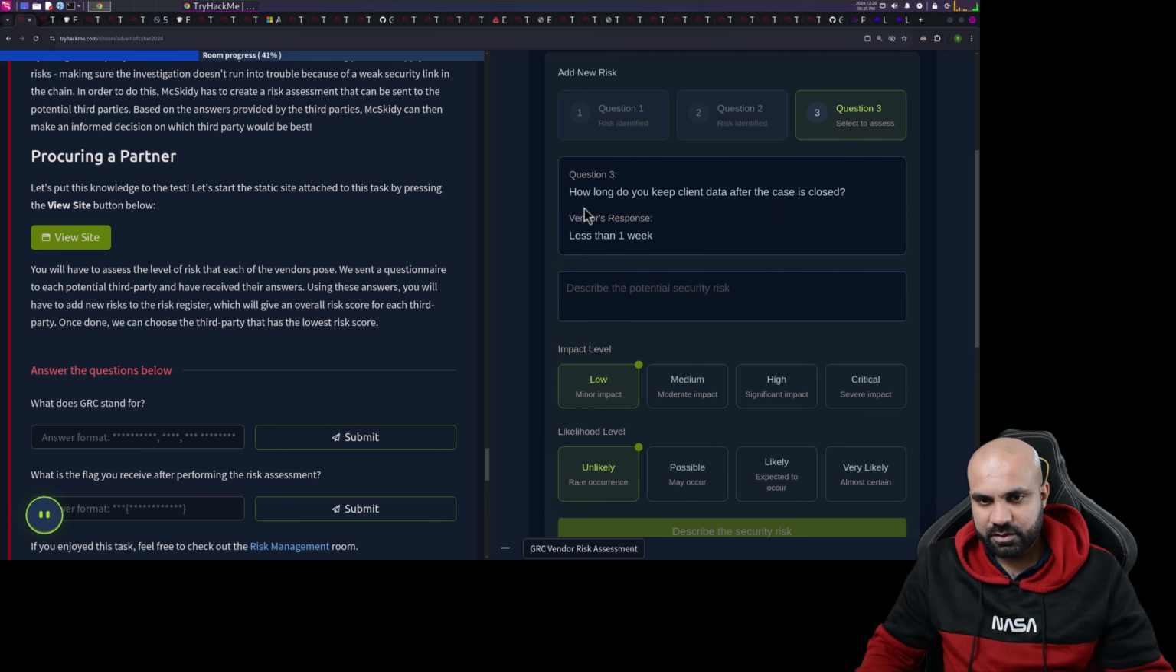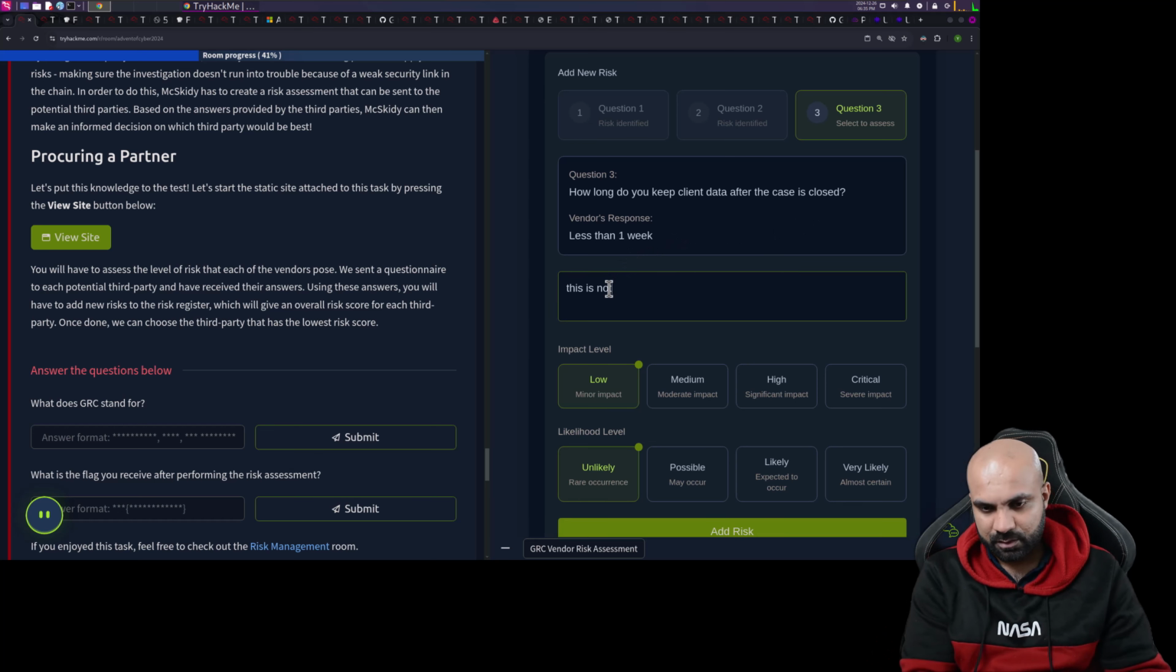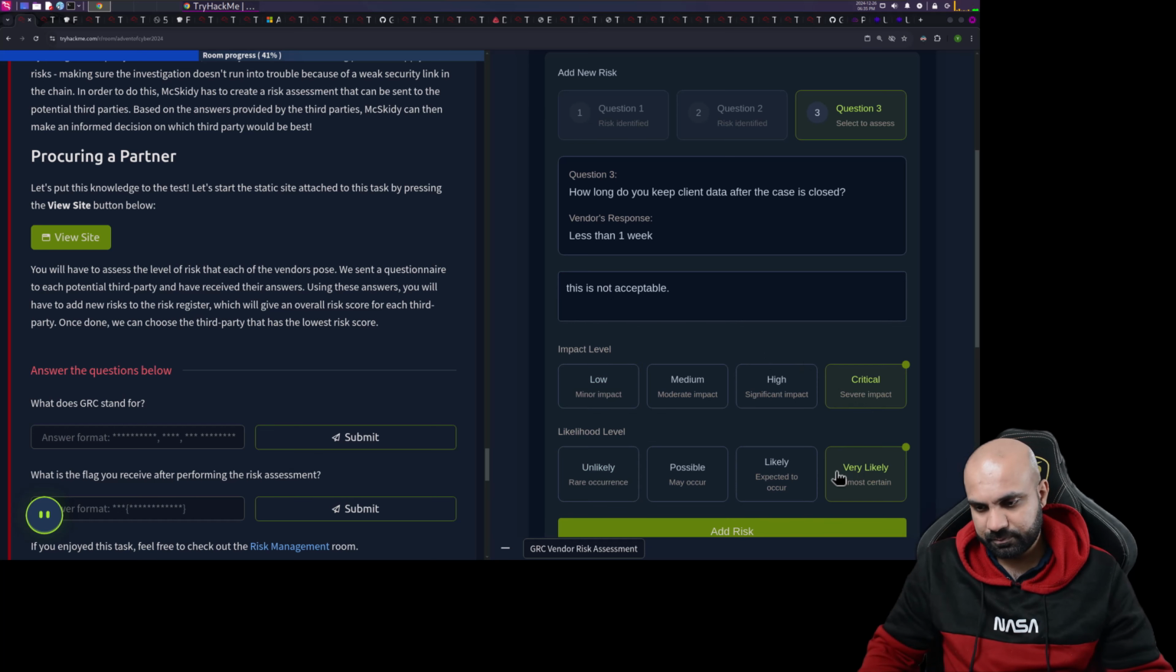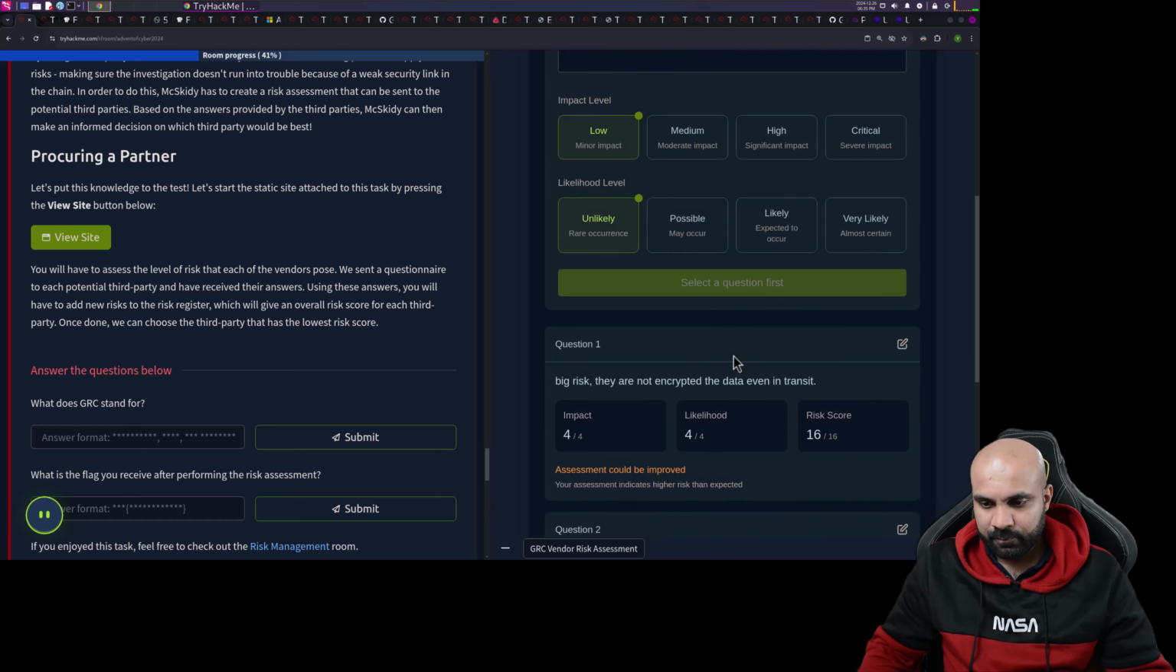Okay. Question 3. How long do you keep client data after the case is closed? Less than 1 week. This is again not acceptable. At least 1 year of data should be kept.